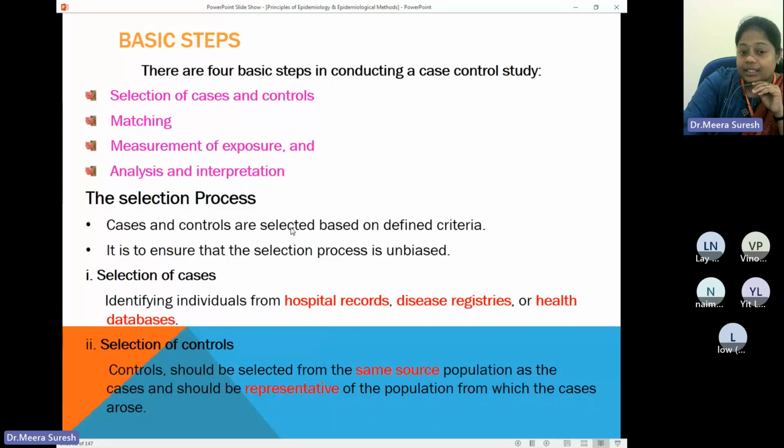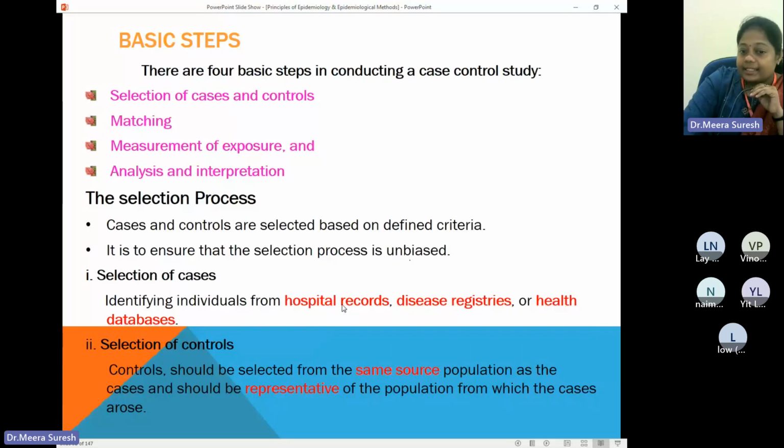So cases and control are selected based on defined criteria. If in your earlier studies you have done some dissertation, you might be very sure about inclusion criteria and exclusion criteria. So you know what criteria you have to keep when you are including certain subjects or samples in your study, and what are the exclusion features. So we have to set that criteria, and according to that only we have to select the people. There is a strict protocol that we have to follow when we are doing a research study. And this selection process based on defined criteria is done to ensure that the process is unbiased.